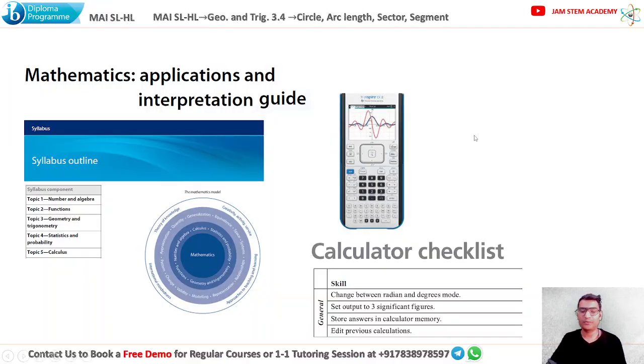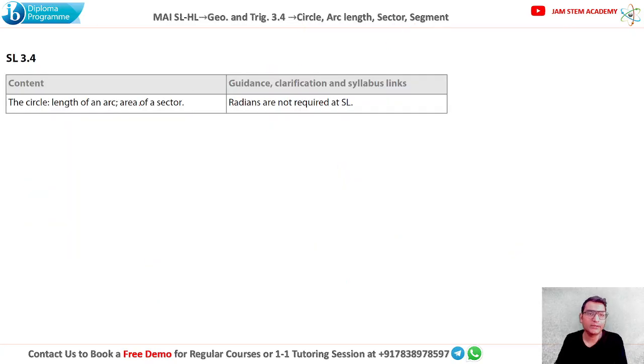Hello everyone and welcome to another session in the IBDP MAI HL SL course. Today we are going to cover topic 3.4 in geometry and trigonometry, in which we are going to study circle, arc length, sector and segments part. We will start with some definitions and discuss questions on this as well.